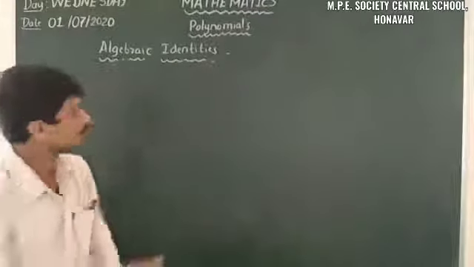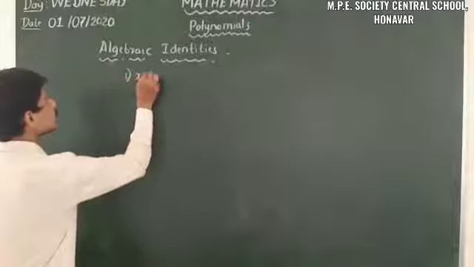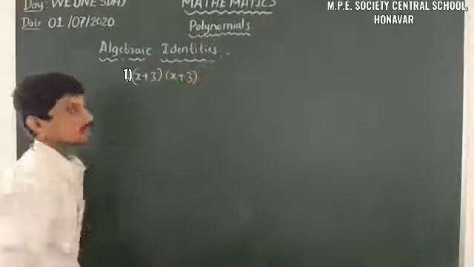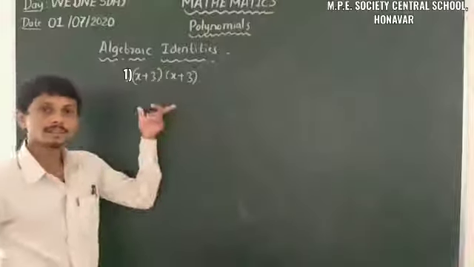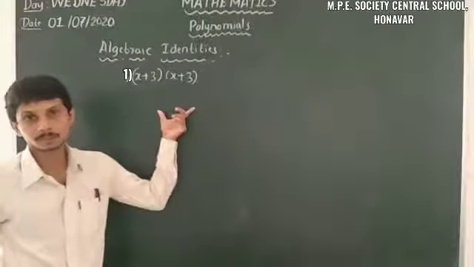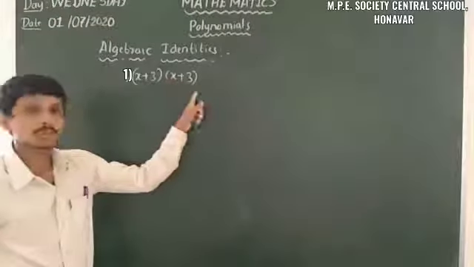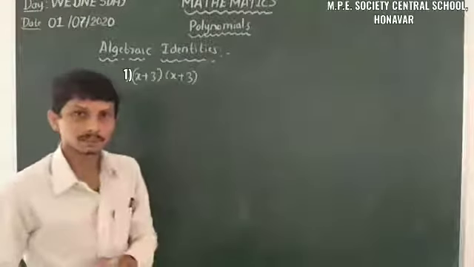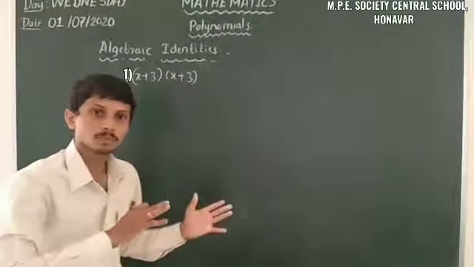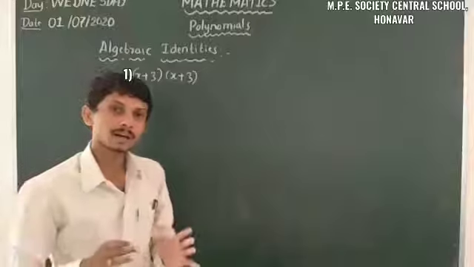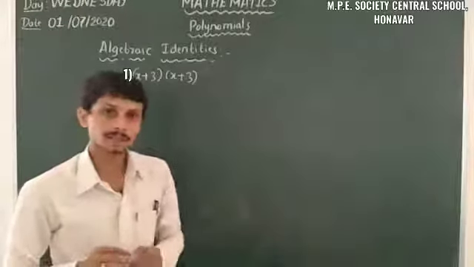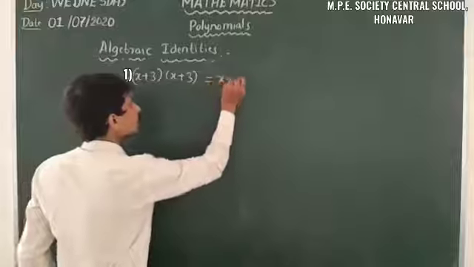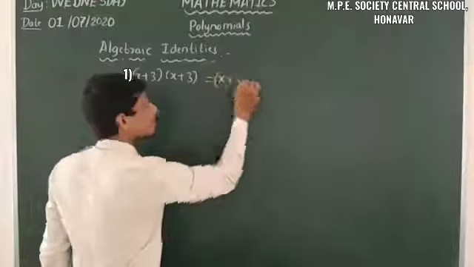Firstly, I will take (x plus 3) into (x plus 3). Yes, it is quite similar to (x plus a) into (x plus b). But observe here, there are 2 terms and the 2 terms are one and the same. That means one and the same term is multiplied, so we have to square that term. That means (x plus 3) whole square.